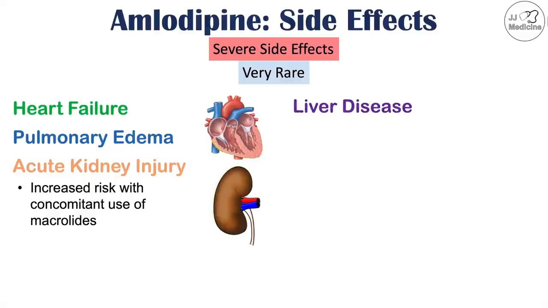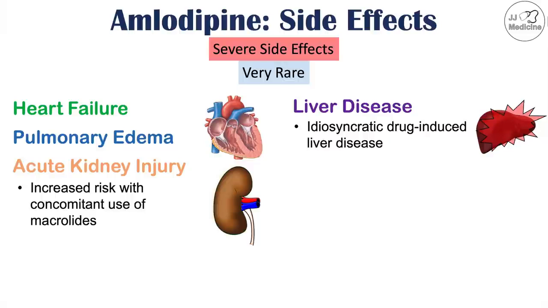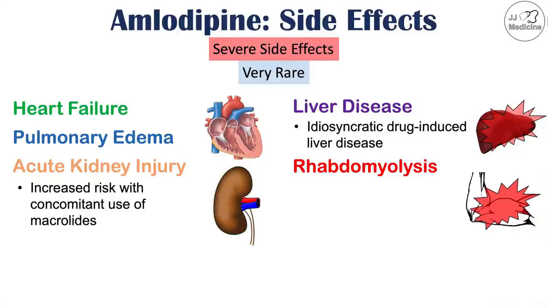Liver disease is also another potential risk factor of amlodipine use. This is what is known as idiosyncratic drug-induced liver disease. Very, very rare, but it can occur as well. And then rhabdomyolysis is also something else that can occur.